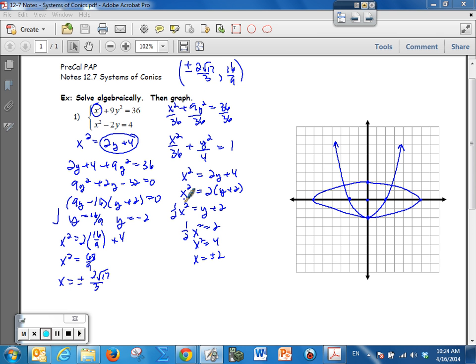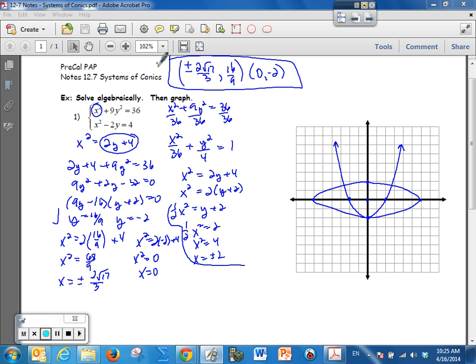Let's plug in a negative 2. So x squared equals 2 times negative 2 plus 4. So x squared equals 0, so x equals 0. And that's the one that we actually found on the graph. We already knew that that one was there. So that is at 0, negative 2. And there's our first example. Okay? Good?